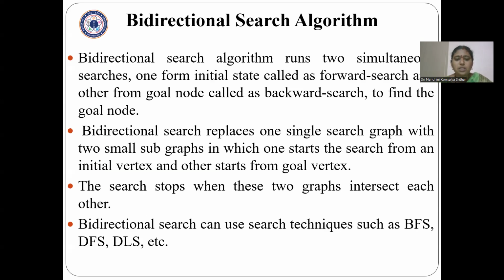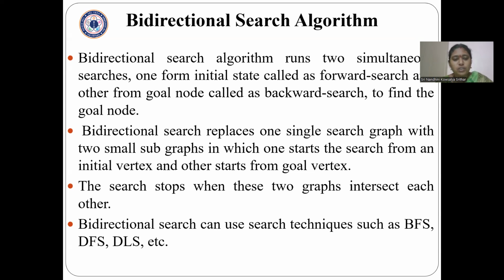Then the bidirectional search algorithm. In this algorithm, we have two simultaneous searches. One from the root node to the goal node, and again from the goal node to the root node. At one point, the two searches will meet. So we find the path from root node to goal node. But one drawback is that to implement this algorithm, we have to know both the root node and the goal node beforehand.